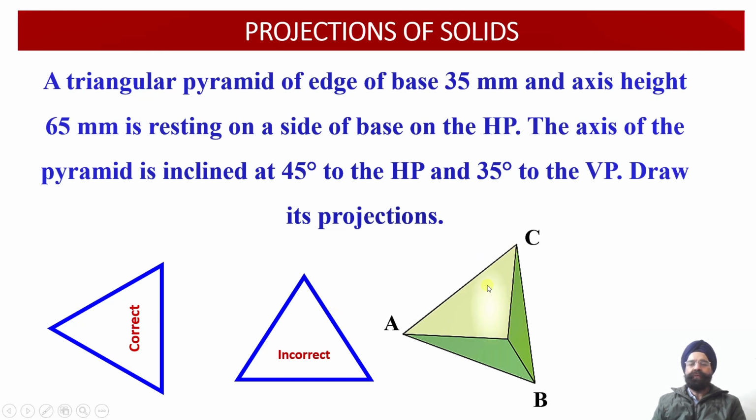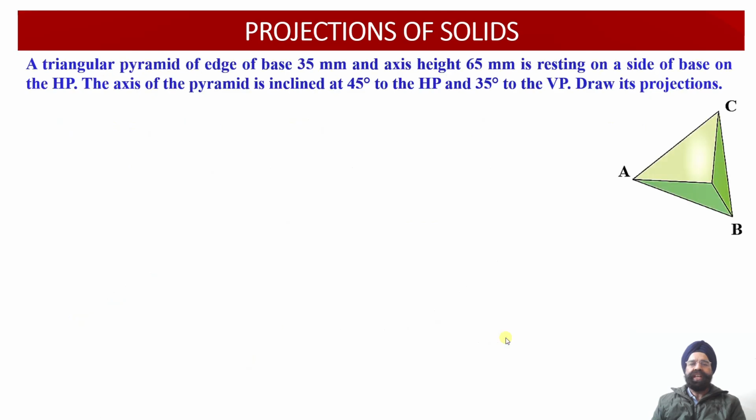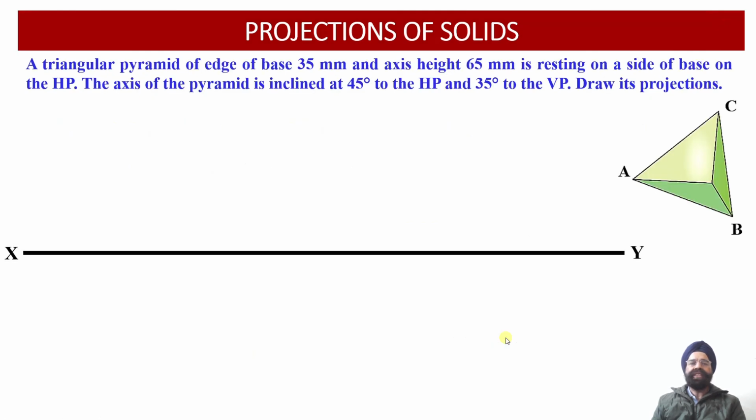pyramid. First of all, we are going to look at the solid from the top view. So the top view of this triangular pyramid will be an equilateral triangle having edge equal to 35 millimeter. While in the front view, we are going to observe the triangular projections of this pyramid. So let us proceed with the construction of the orthographic projections of this oblique solid.